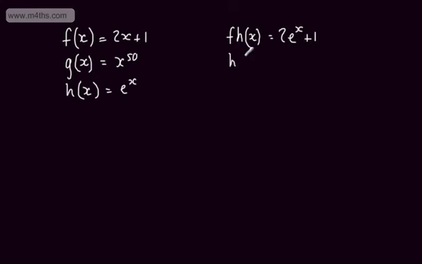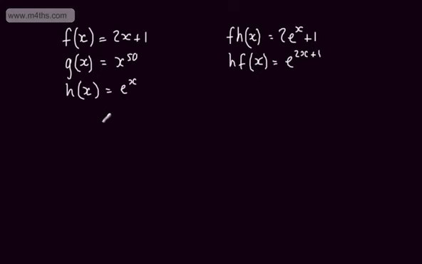If we wanted h of f of x, then we would do f first and then h. So we would take f and sub it in here. So we'd have e to the power of 2x plus 1. So they are two examples of composite functions. So where does this fit in to the chain rule and work that we've done in the past?